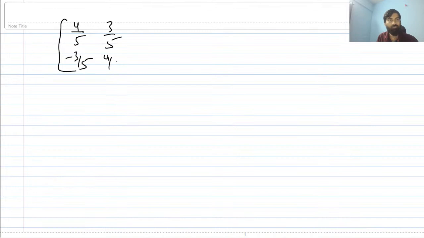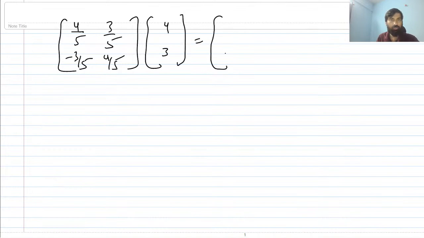Let me write the matrix again: 4 by 5, 3 by 5, minus 3 by 5 and 4 by 5. I think this is the matrix, and the vector is 4 and 3, and this is going to be 5 and 0.